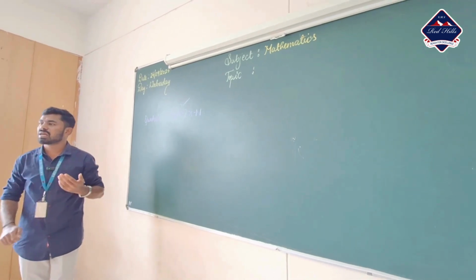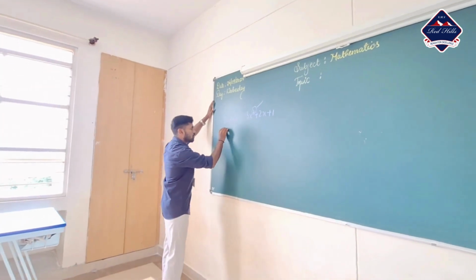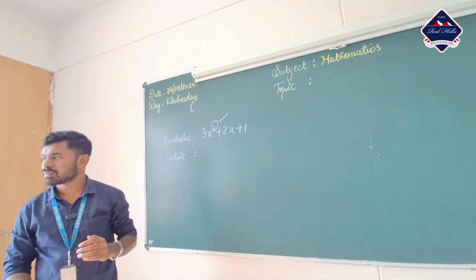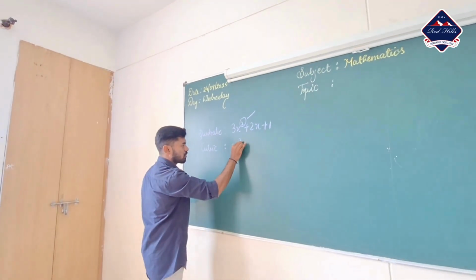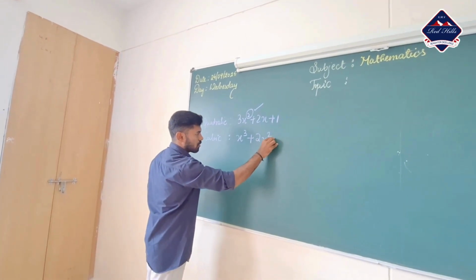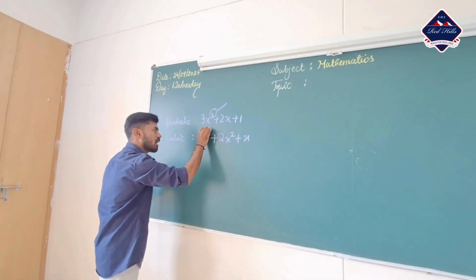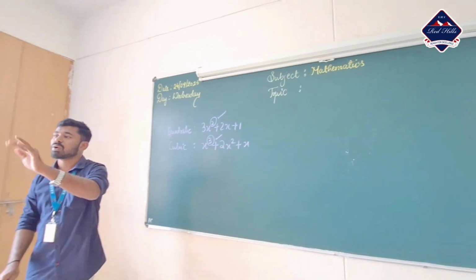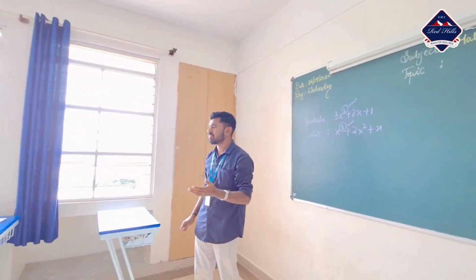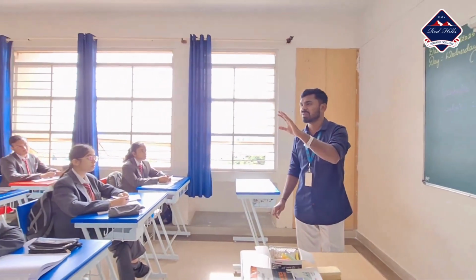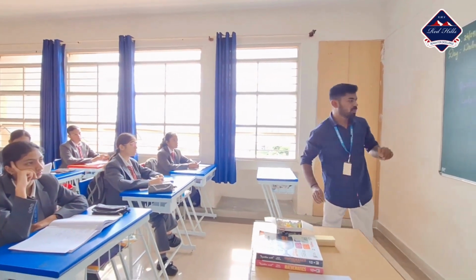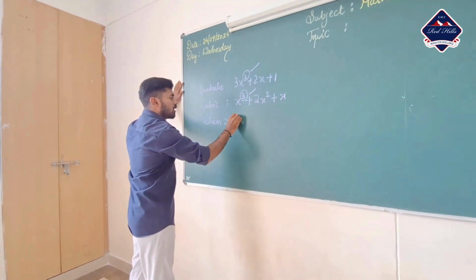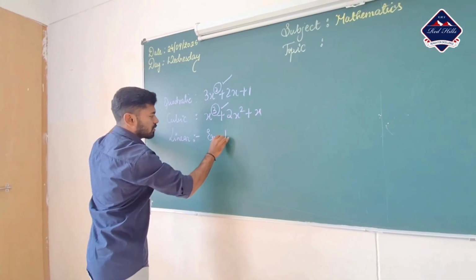Similarly, can you give me an example for a cubic equation? Very good. Here you can see the highest power of the variable is 3. Similarly, what do you mean by an equation of linear format? Means the highest power of the variable will be 1. Example for a linear equation: you can give me an example for the equation of a straight line, right?